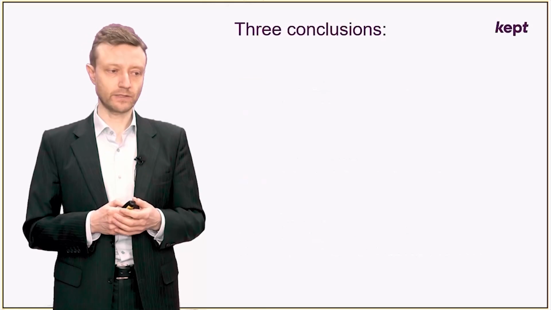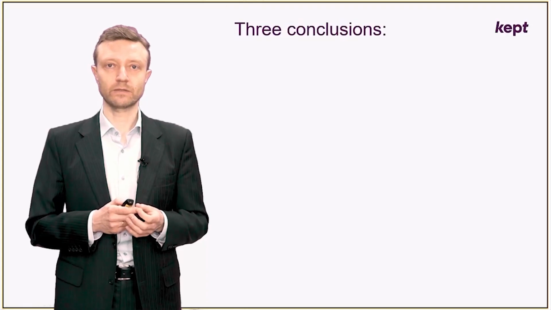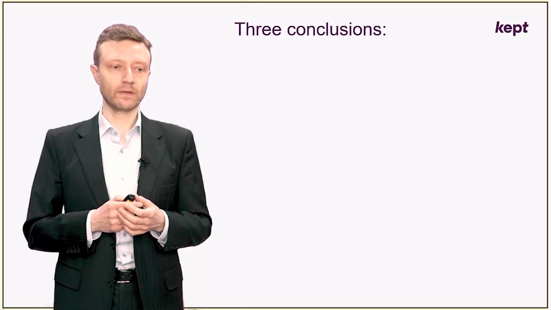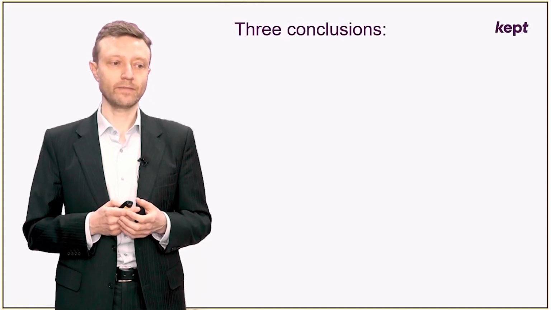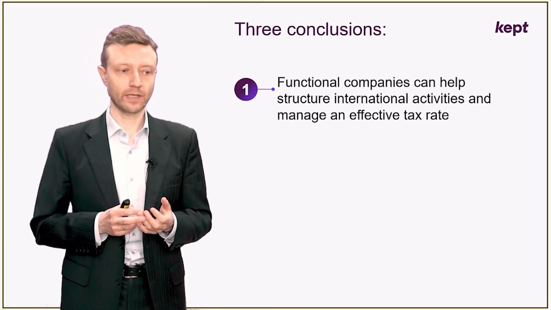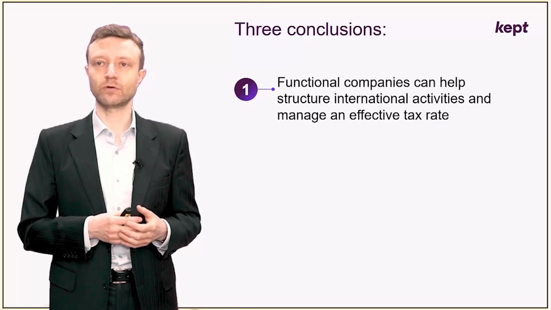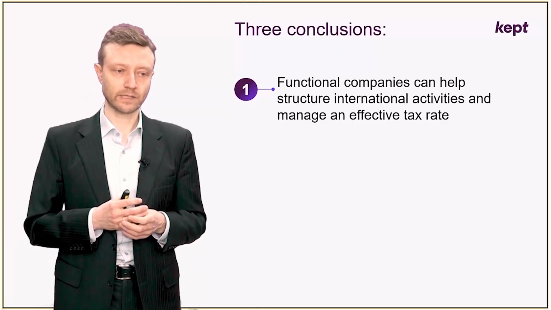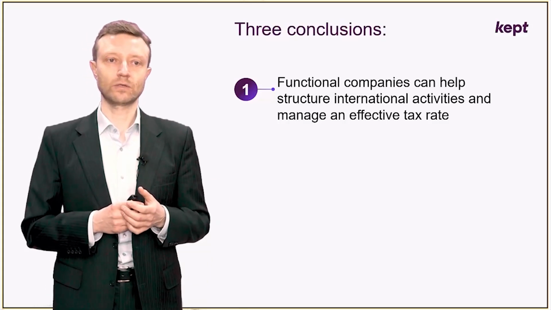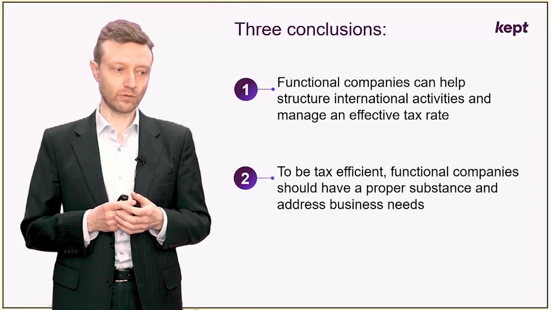Okay, so what conclusions can be drawn from this first example, where we considered functional companies as a tool, as a way to mitigate taxes and to plan taxes within a complex group structure? First of all, indeed, functional companies can be used to structure international activities and manage an effective tax rate by allocating profits from a high tax country to a lower tax country, where a special regime, or just lower regular tax rates, allows to tax profits at a lower rate and reduce the tax burden overall.